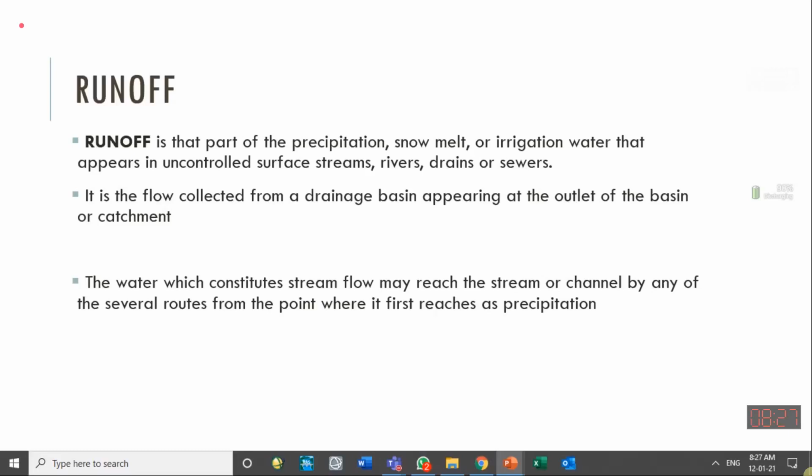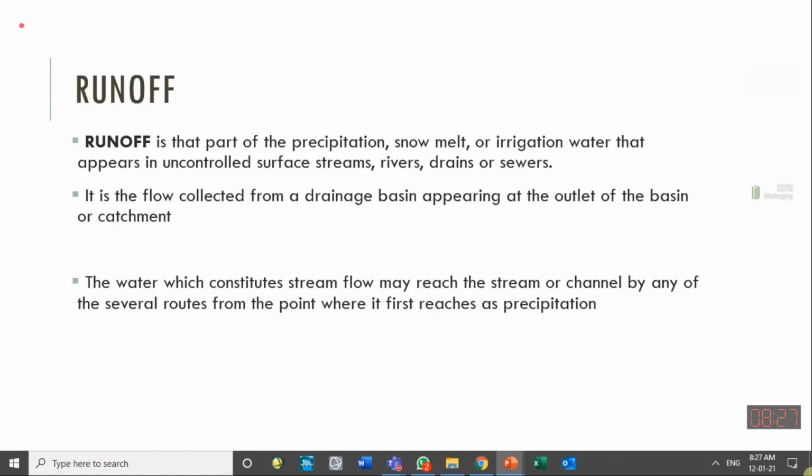For glacier melt, we carry out modeling in a separate way. We have software available which can tell us how much precipitation will reach the stream in the form of runoff.